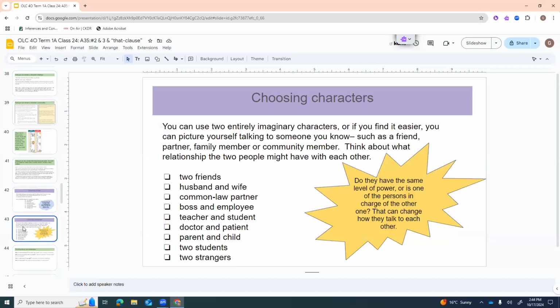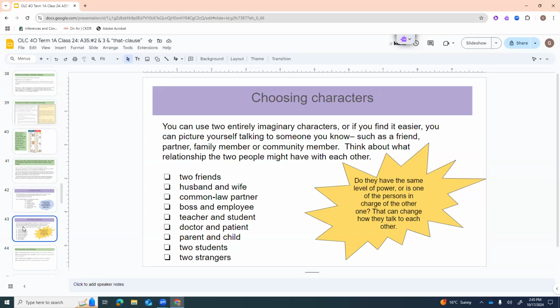Okay. Choose your characters. Now, you can use two entirely imaginary characters, or you can picture yourself talking to someone you know. You can even picture a real life conversation that you actually had. It could be somebody who's a friend, a partner, a family member. Think about what kind of relationship the two people talking might have with each other. Maybe it's two friends, maybe it's a husband and wife, maybe it's two common law partners, maybe it's a boss and his employee, or it could be a teacher and a student, or a doctor and a patient, or a parent and a child. Could be two students talking together or two strangers.